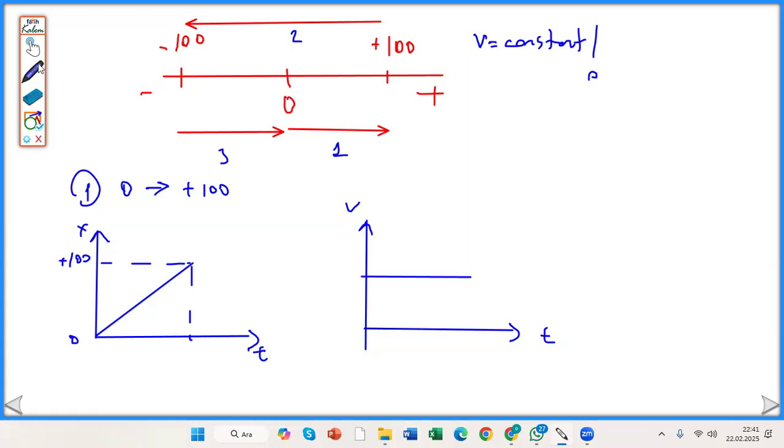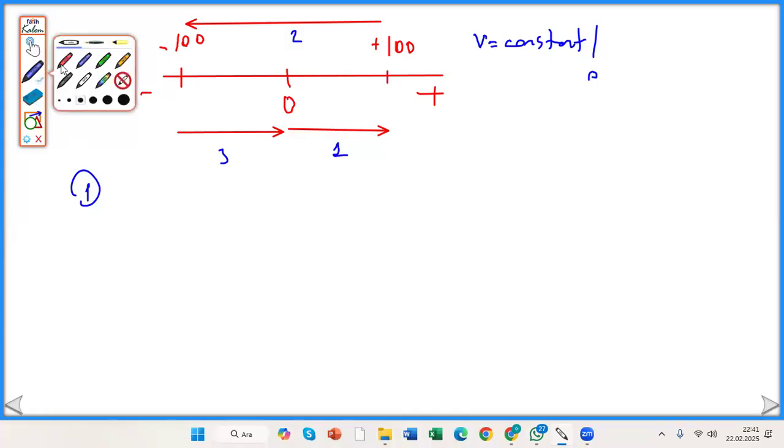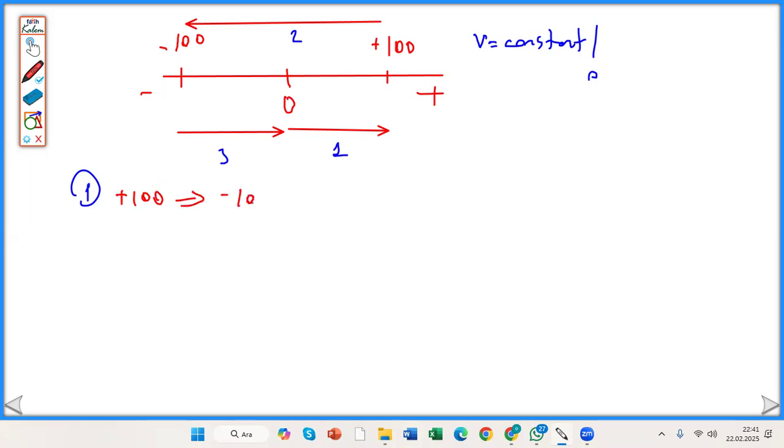Let's analyze the second motion. The second motion starts from positive 100, which is our first position, and minus 100 is our last position.